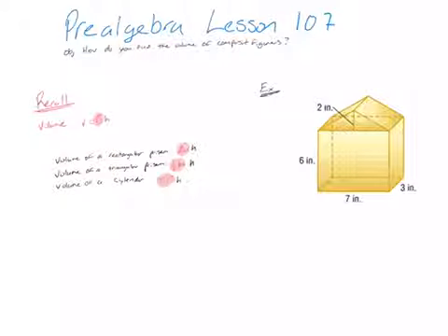What is up, Prealgebra? This is lesson 107. Objective is, how do you find the volume and surface area of composite figures?